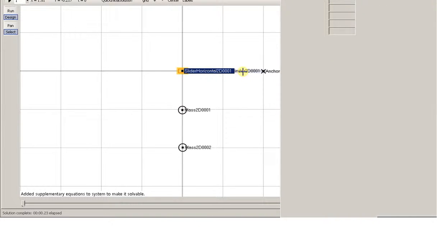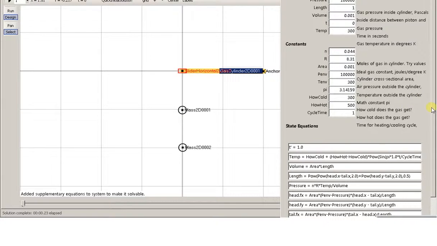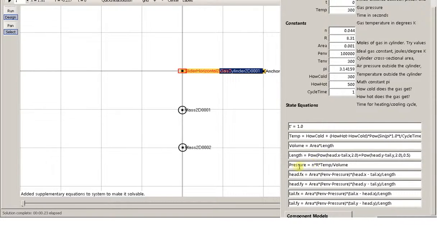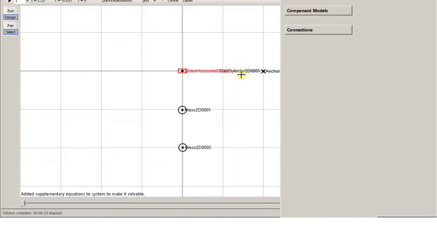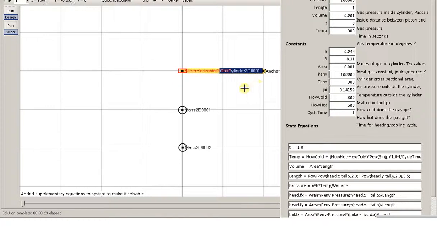The gas cylinder's equations are dominated by the ideal gas law, which is PV equals nRT, pressure equals nRT over volume. And of course, if you want this to be a van der Waals gas, if you want to use a more exciting gas law than that, you just tuck that in here where the gas law is. We have the Pythagorean theorem for determining the length of the cylinder the gas is contained in. Volume equals area times length.